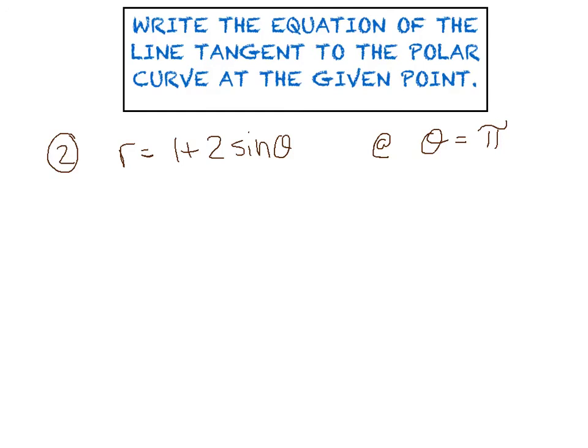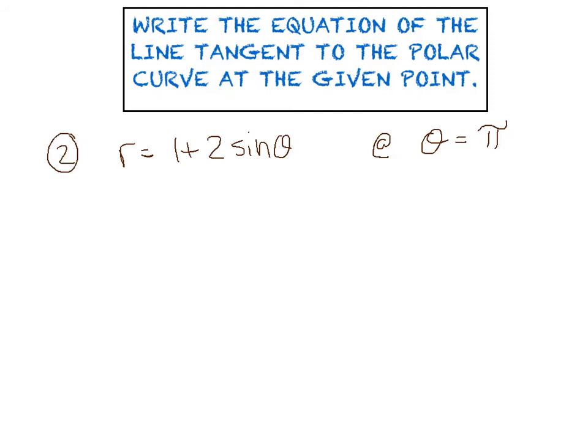We're going to ask you to write the equation of the line tangent to the polar curve at a given point. And so I've presented you with one of my favorite polar curves, a nice inner limaçon with an inner loop, r equals 1 plus 2 sine of theta. And we're going to try to write the tangent line at the moment when theta equals pi.